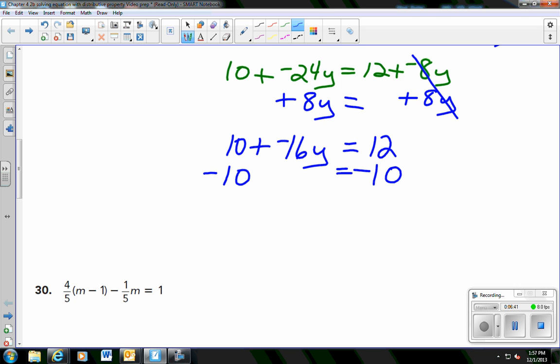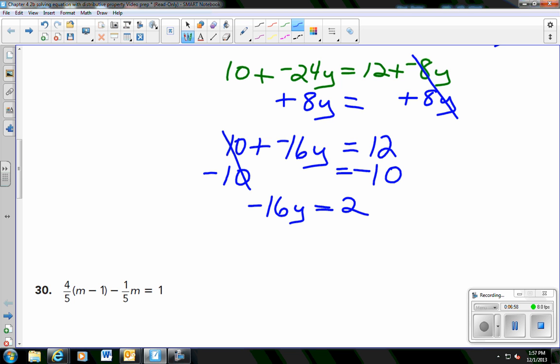Again, there's your equal sign. You see we subtracted 10 from both sides of the equal sign. So 10 minus 10, they cancel because it would equal 0. 0 plus negative 16y would give us negative 16y. Bring down your equal sign. 12 minus 10 is 2.